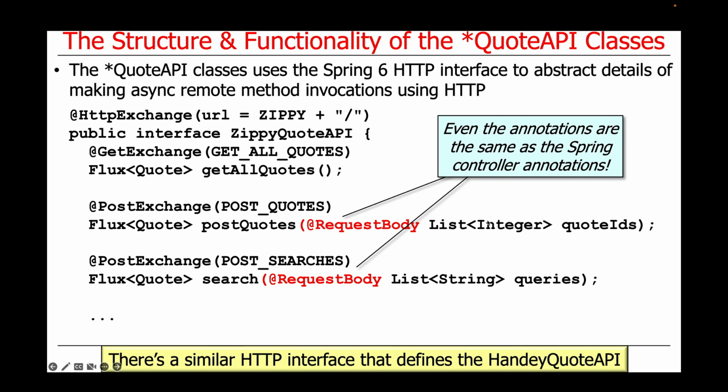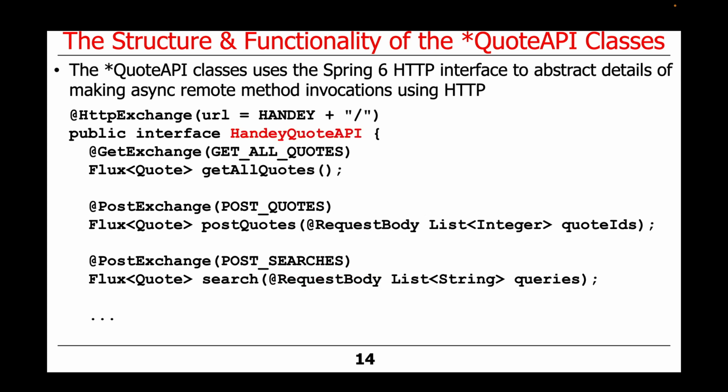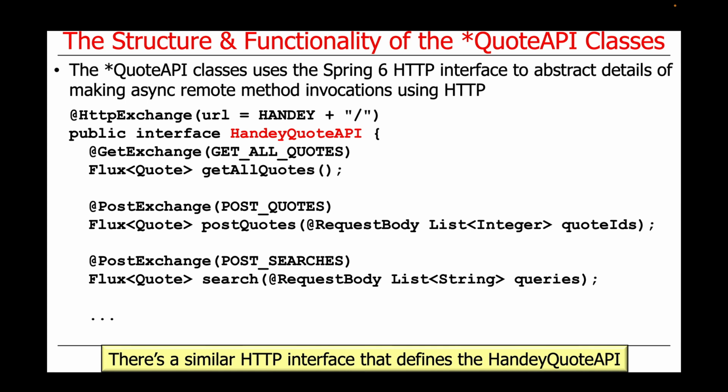Something else I should mention, up here at the top, you see where it says HTTP Exchange. That's where we have to hard code the use of the Zippy prefix. So this says it's going to Zippy. That was something that you could have done in a more dynamic way without having to hard code it by using Retrofit. So here's the Handey Quote API. You can see we just change Zippy Quote to Handey Quote, and away we go.